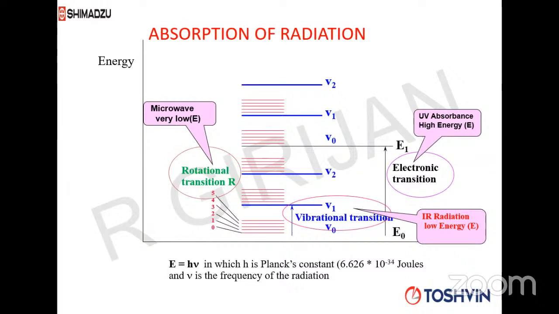Then infrared, vibrational transitions can take place. There is slightly more energy than the rotational one. And finally, the electronic transitions. Here it is caused by UV radiation, because UV radiation is a very, very powerful radiation, and it will cause an electronic transition. That is the most powerful transition that takes place in a sample molecule.